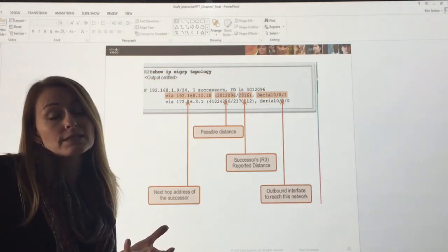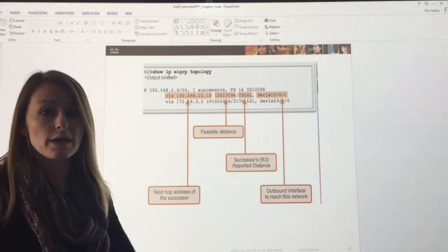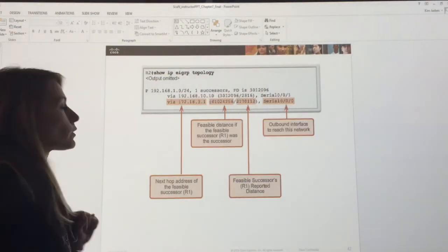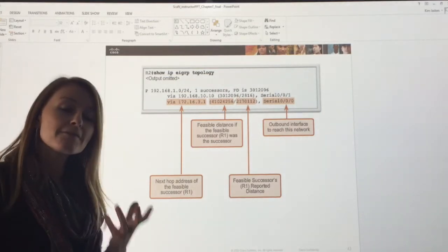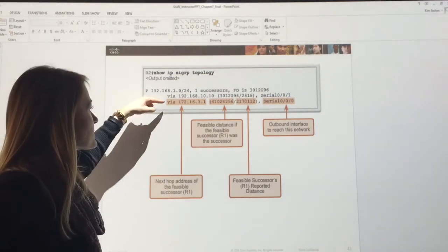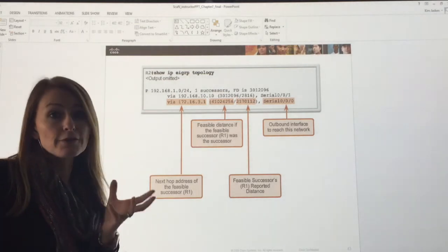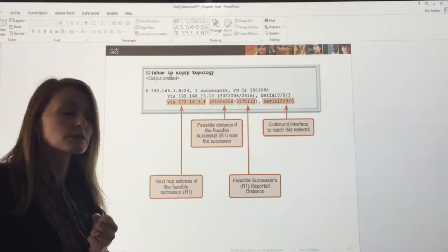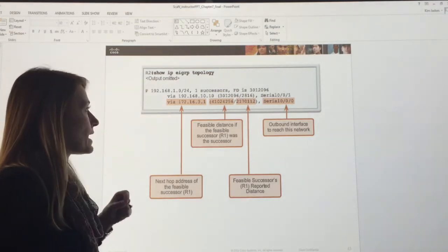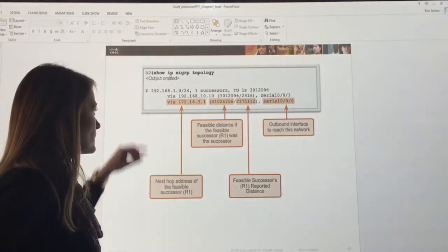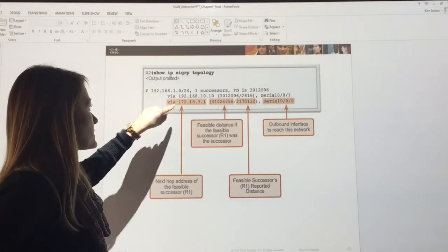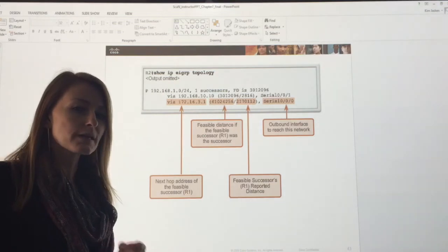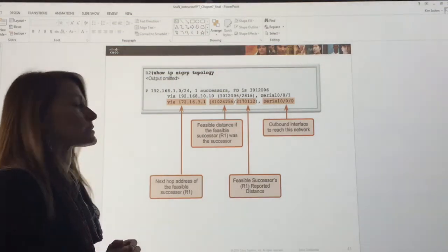Now what happens if that successor goes down? If the link to that route goes down, or if there's something wrong with the router itself? Well, then we need to find the runner-up, the feasible successor. This second line here, if there is one, there's not always a feasible successor available, but if there is a feasible successor, it shows as a second line, and the IP address of it is also after the word via. So if by chance the successor is unavailable, then we go to the feasible successor.